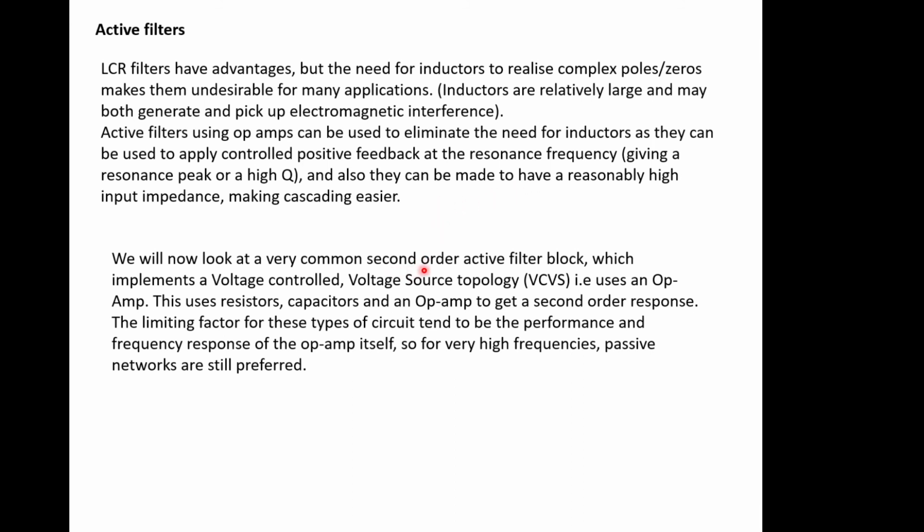So we're going to now look at a very common second order system. It doesn't really trip off the tongue. It's a voltage controlled voltage source topology, VCVS, which is basically an op-amp. Okay, so this uses resistors, capacitors and an op-amp to get a second order response. So these are starting to become useful blocks of circuitry, and I think you might have done one with Alex last year, but we'll look at that in a bit more detail. But the limiting factor will always be the performance and frequency response of the op-amp itself. So for very high frequencies, the passive networks that we just looked at are going to be preferred. So for very high frequency RF, you'll still find a lot of passive networks being used.